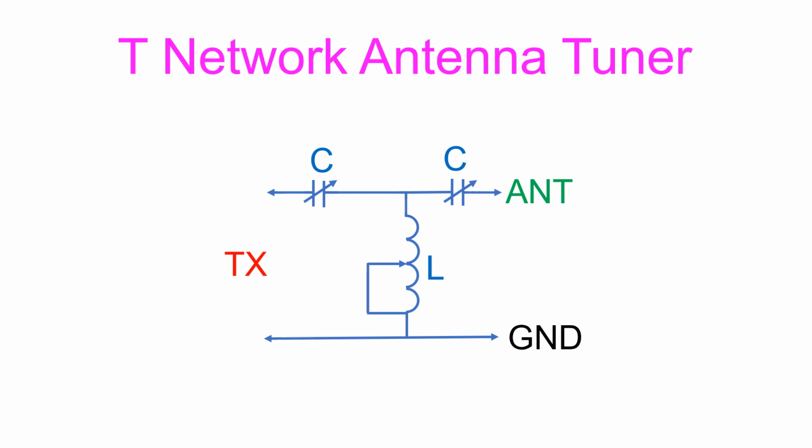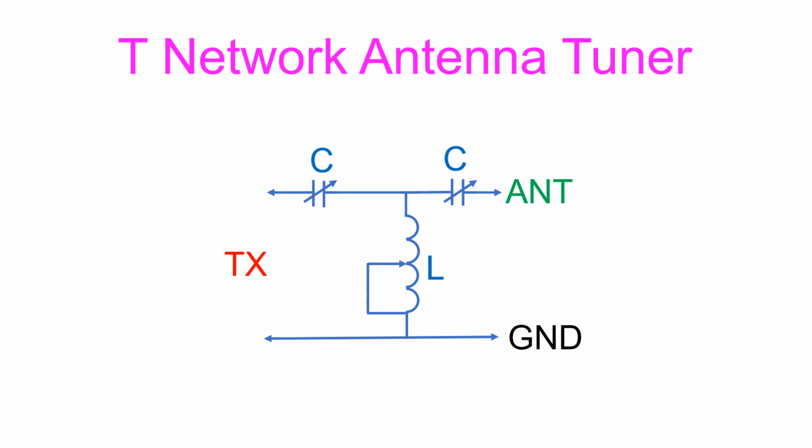T network antenna tuner has two variable capacitors in series and a variable inductor connected in parallel at the junction between the variable capacitors, thus forming a T configuration. This configuration functions as a high-pass filter. It can be used to match a wide range of frequencies and is used in majority of commercial antenna tuners.